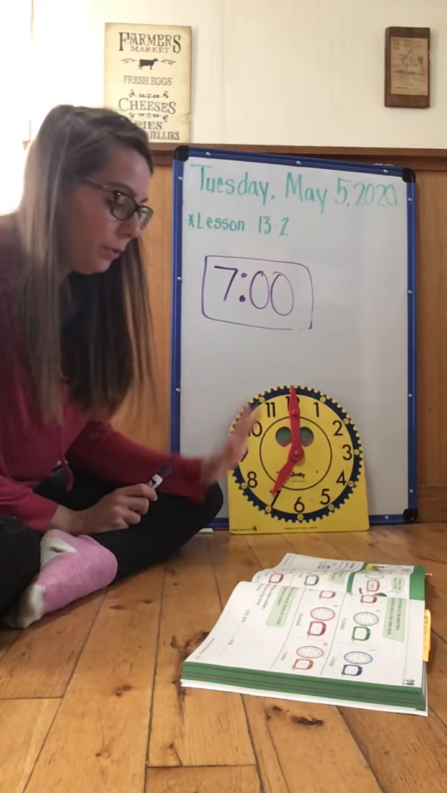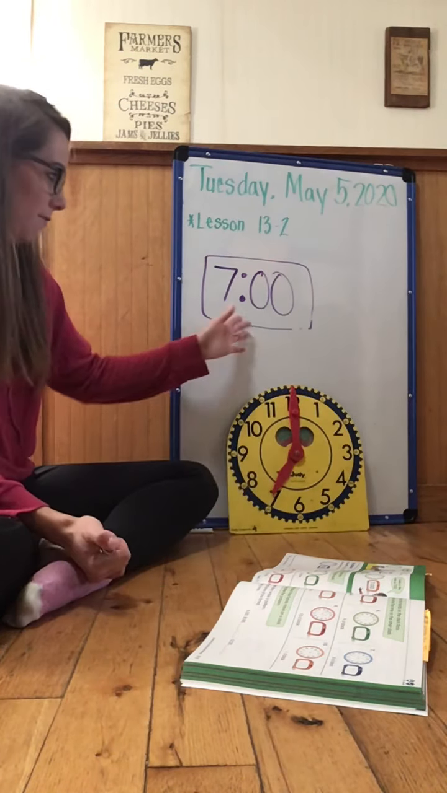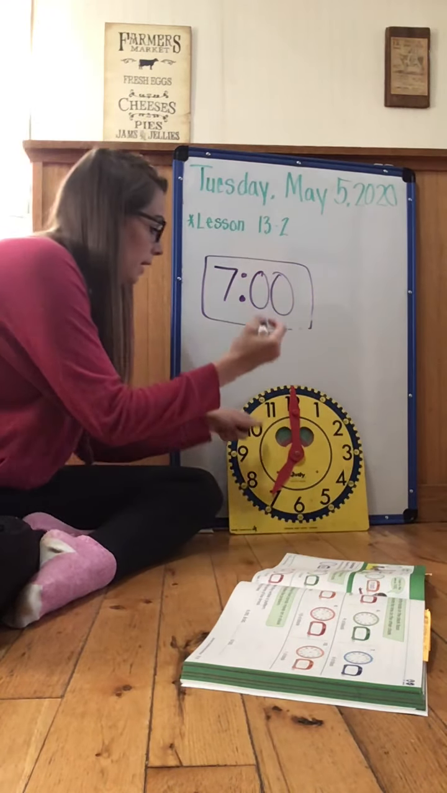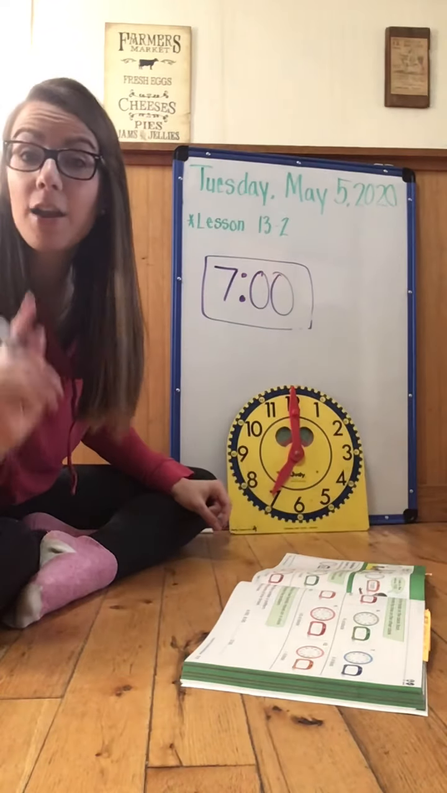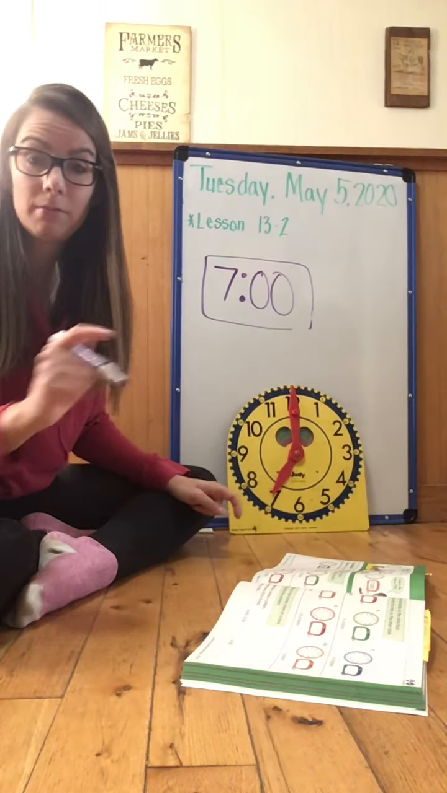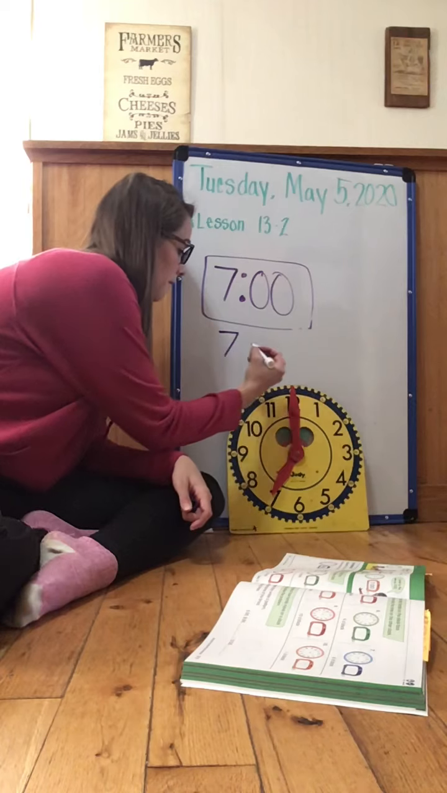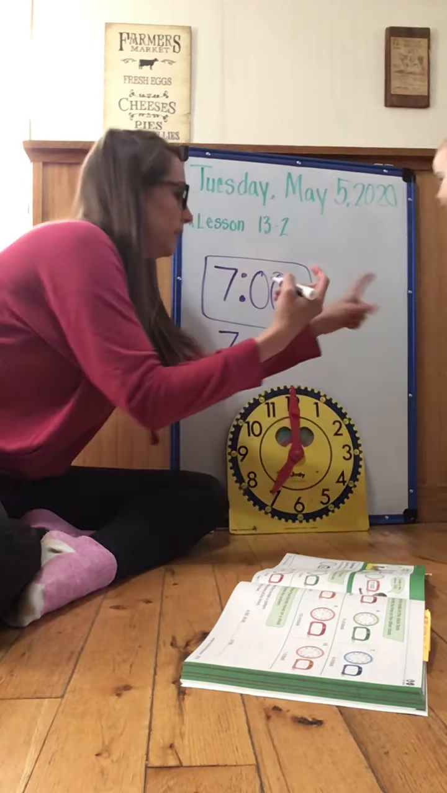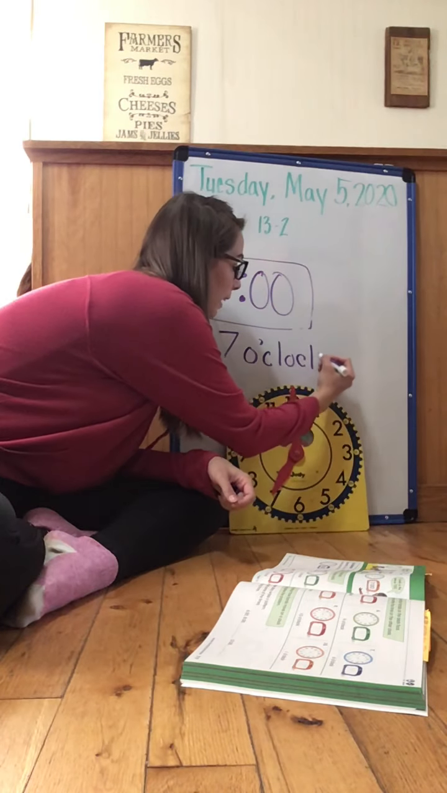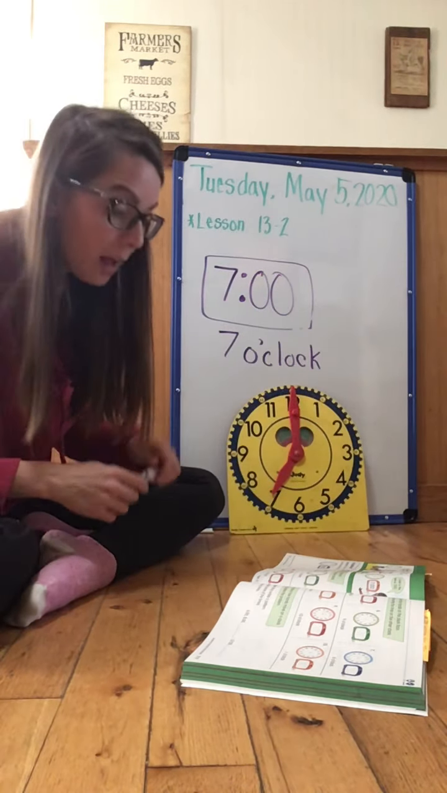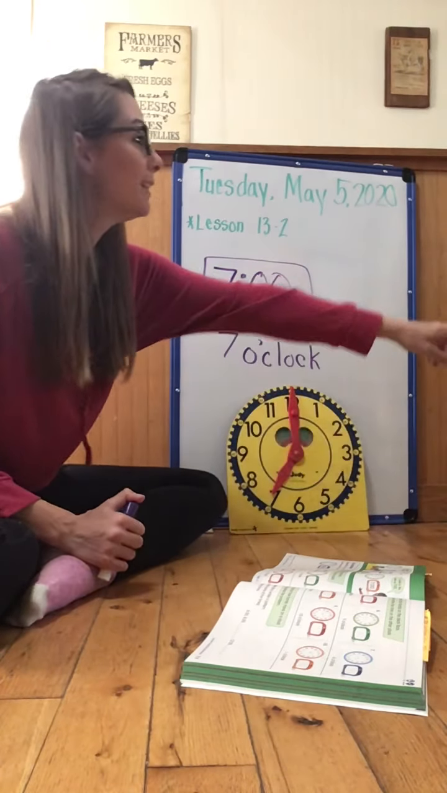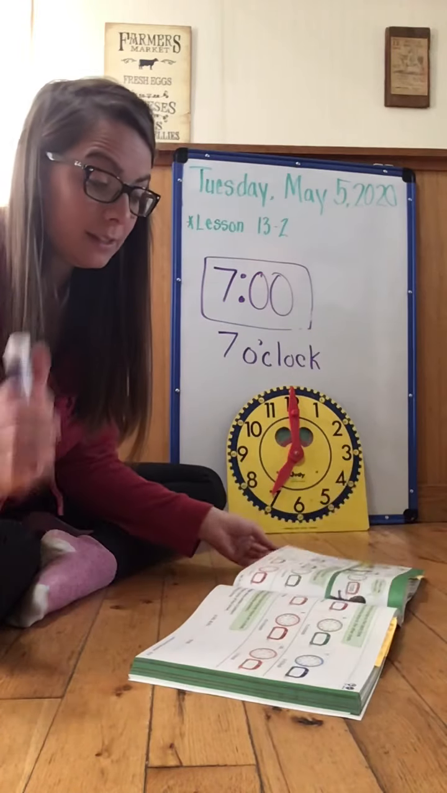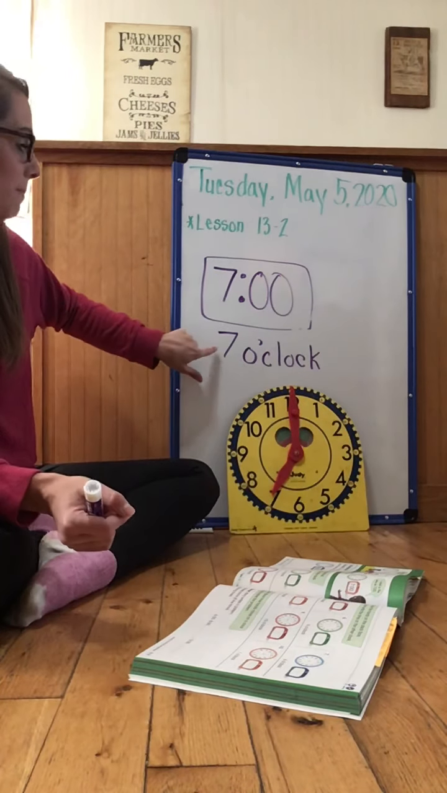Both of them are the same. Even though they're two different ways of showing us, this says 7 o'clock and this says 7 o'clock. Another way to write 7 o'clock is this: 7 o apostrophe c-l-o-c-k. 7 o'clock.